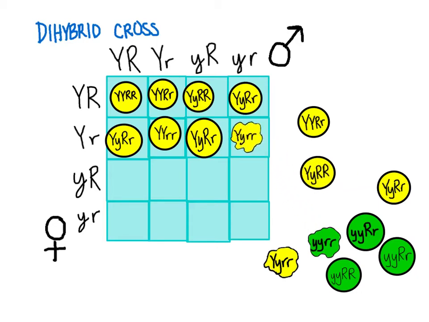So this one that I just moved, you'll see that it has heterozygous for the color, so it's still going to be yellow, but now we actually have homozygous recessive for the shape, so it's actually going to be wrinkled. I'm going to continue placing these.